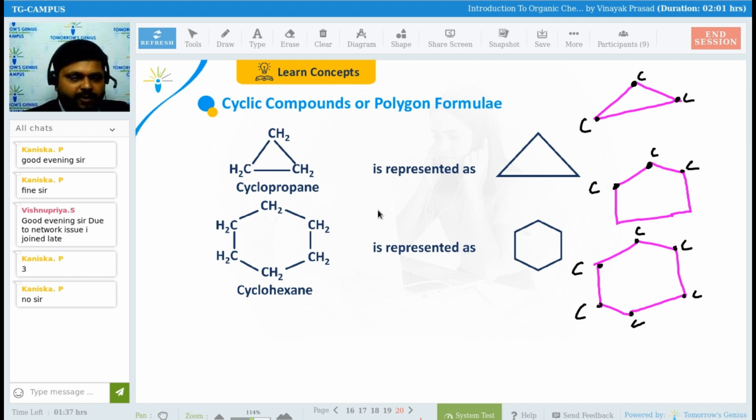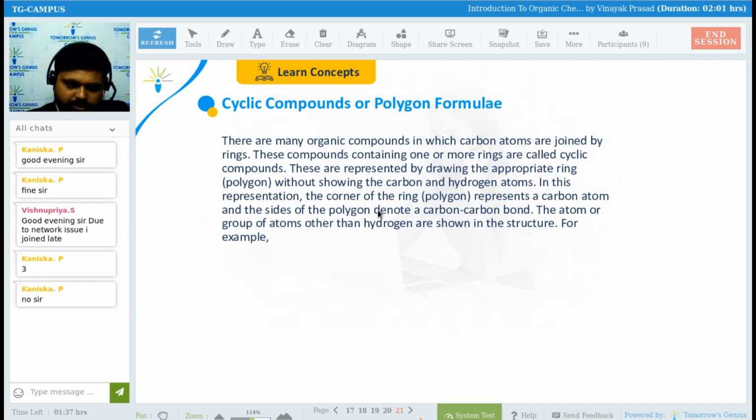Now, here 2 bonds have already been formed. So another 2 bonds will be with hydrogen. 2 bonds with hydrogen. Is it okay? Any doubt, anyone? So I have drawn these 2 also.